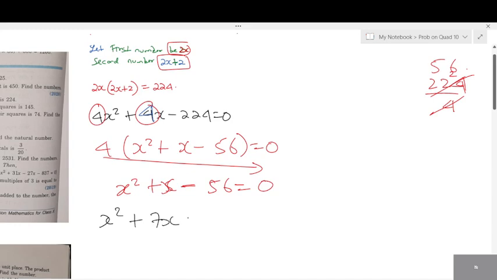Plus 7x minus. Factorize 56. 1 into 56, 2 into 28, like that. You get 7 eights are 56, right? 7 eights are 56. So x is common, you get x plus 7. Minus 8 is common, x plus 7.